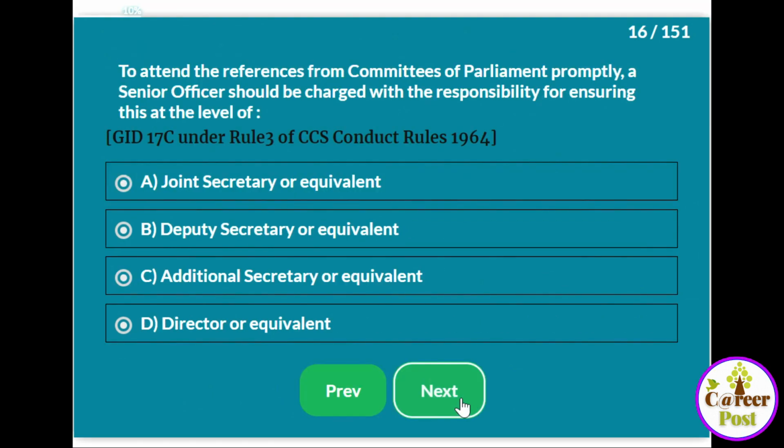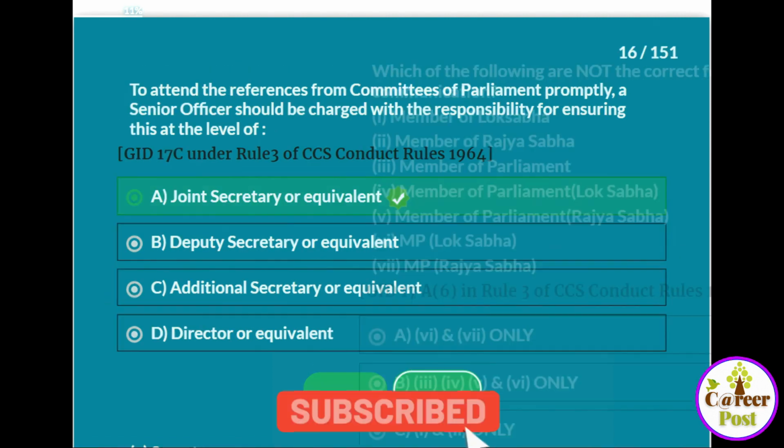It is above the officers of the rank of secretaries to the Government of India. To attend to references from committees of Parliament promptly, a senior officer should be charged with the responsibility of ensuring this at the level of: is it joint secretary or equivalent, deputy secretary or equivalent, additional secretary or equivalent, or director or equivalent? It is joint secretary or equivalent.